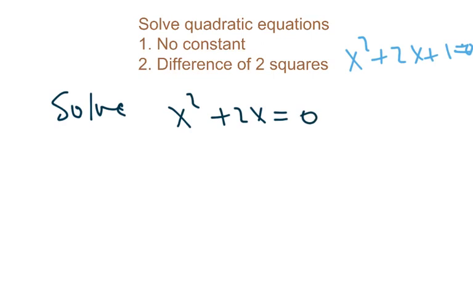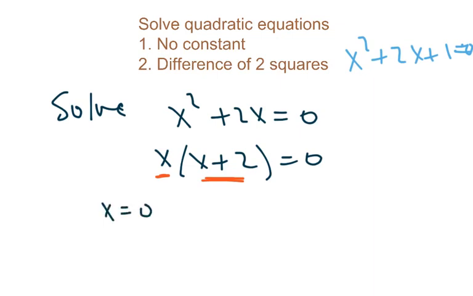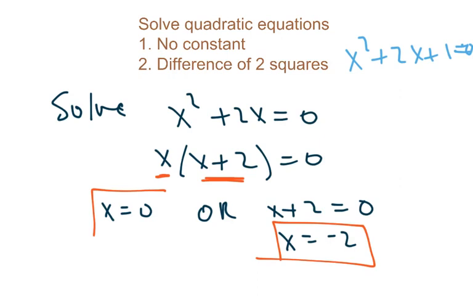And then what we do is, it's quite simple. We just factor out the x. So we will do x into x plus 2 is equal to 0. And then like before, that means that this bit here is equal to 0, or this bit here is equal to 0. So we have x equals 0, or x plus 2 is equal to 0, which means x equals minus 2. So we have two solutions for that particular quadratic equation.